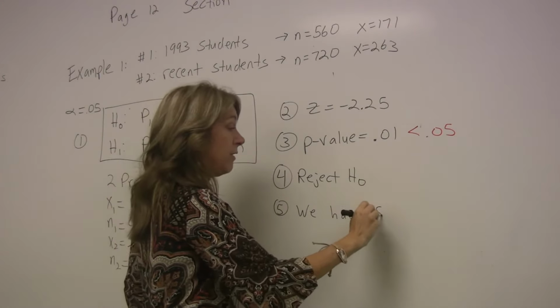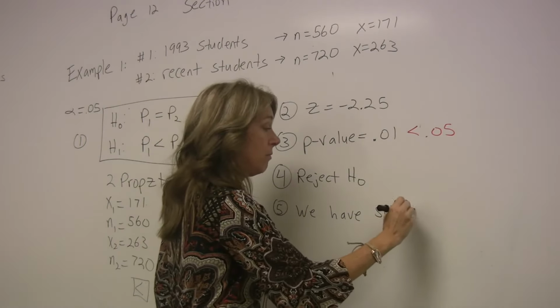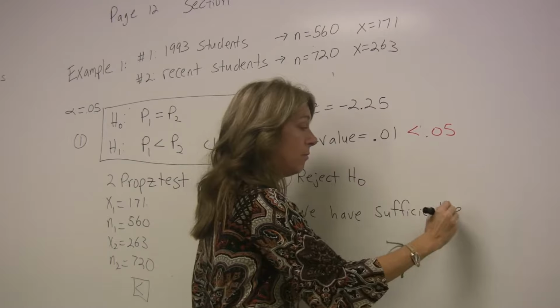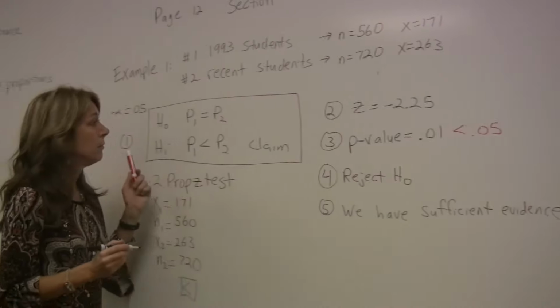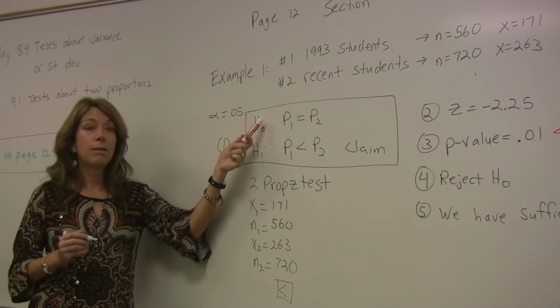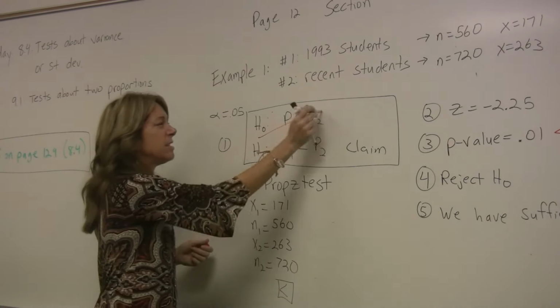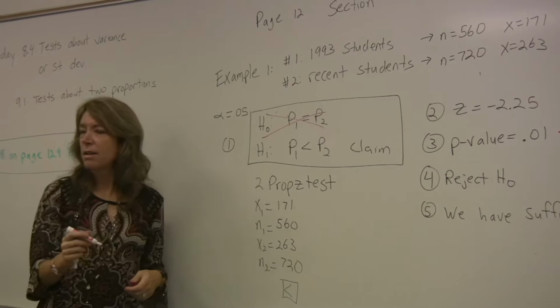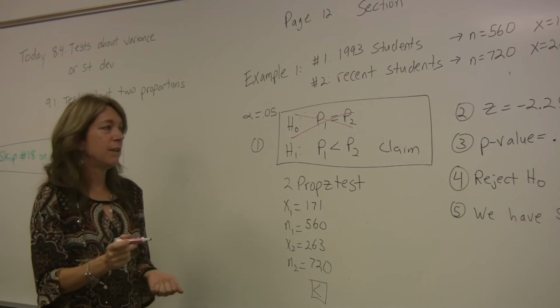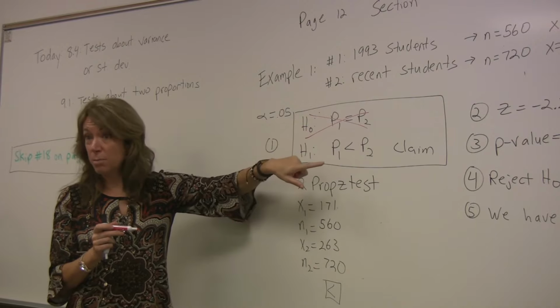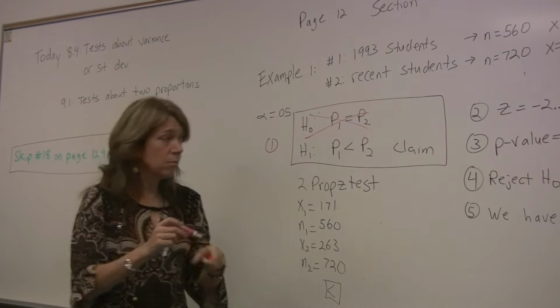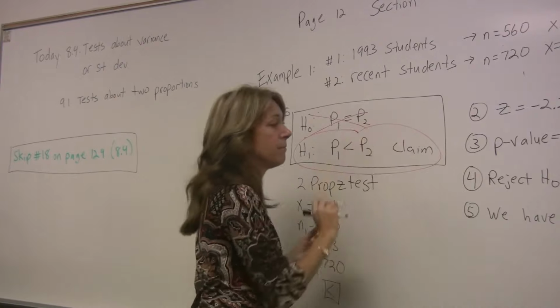Which means we have sufficient evidence to support. Hang on, let me go back and look. I don't remember which one was our claim. Okay, I agree with them. Because we're rejecting H0, has every problem today been rejected? Yeah. We've got to find one that's failed to reject eventually. Because we rejected H0, we're supporting our claim. We support this guy.